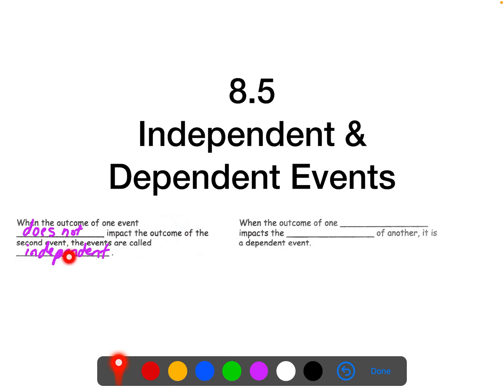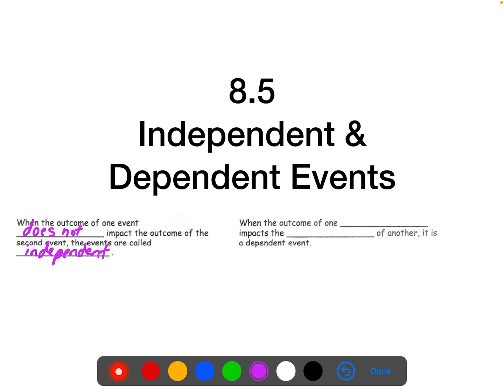That was the situations where something was taken out and then put back before the second trial. So, like a marble was drawn out of a bag, then the color was recorded, and then it was put back in the bag before it was drawn out again. So, those were independent events. They didn't affect one another because the marble was put back, or it could just be something as simple as you flip a coin and roll a dice. They don't impact one another depending on what you get with each of the two different outcomes.